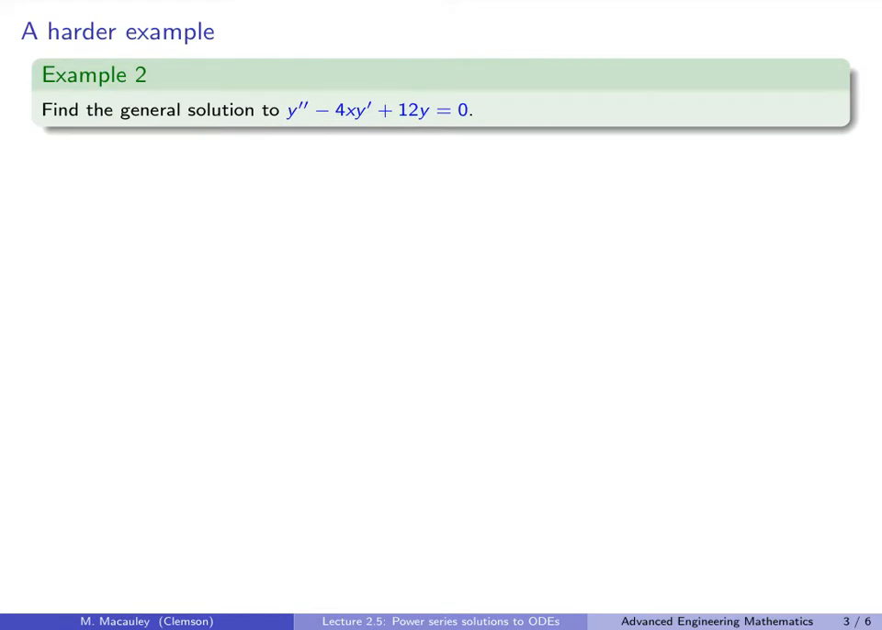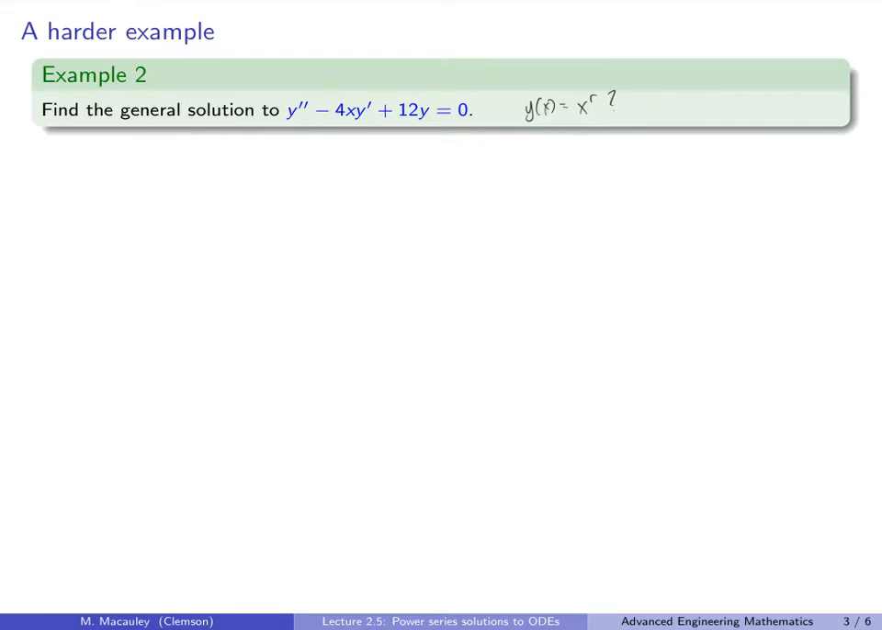The topic of this lecture is power series solutions to ODEs. So that suggests that these are going to be more complicated. So I want to give you a harder example than the Cauchy-Euler ones from the previous slide. Find the general solution to y double prime minus 4xy prime plus 12y equals 0. Now the thing to notice here is, well, let me ask you, does y of x equals x to the r, is that going to work?